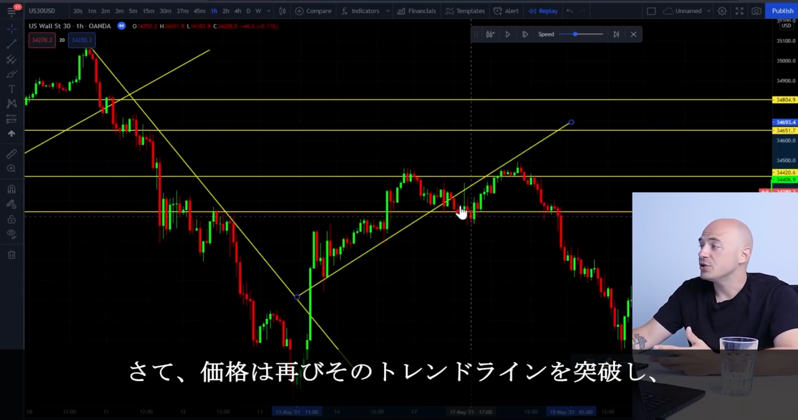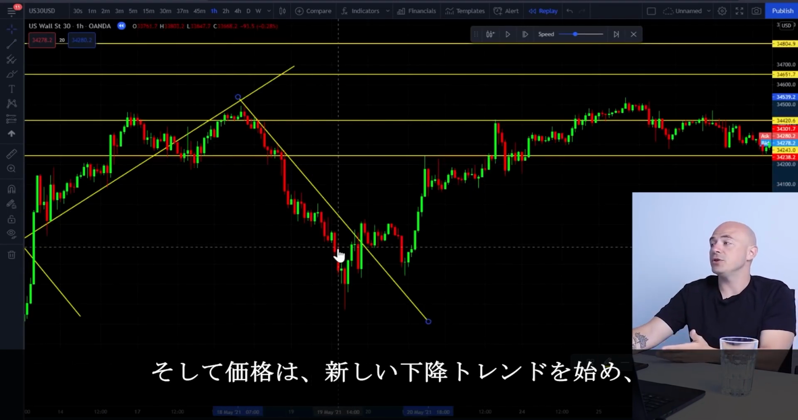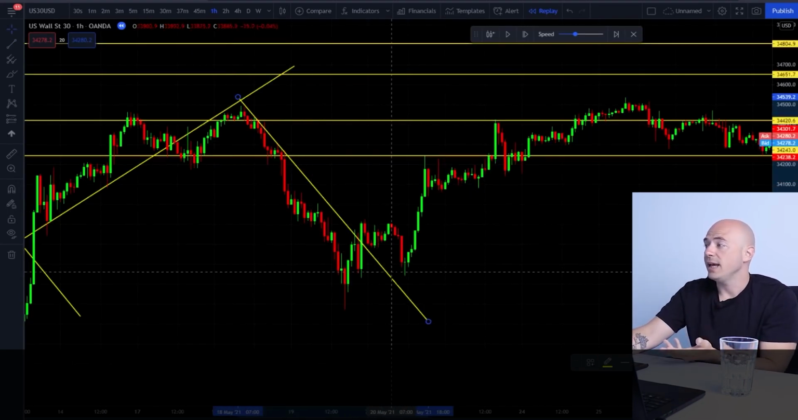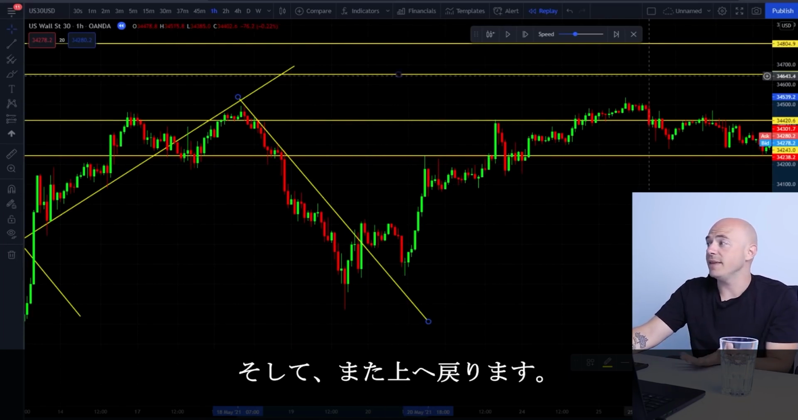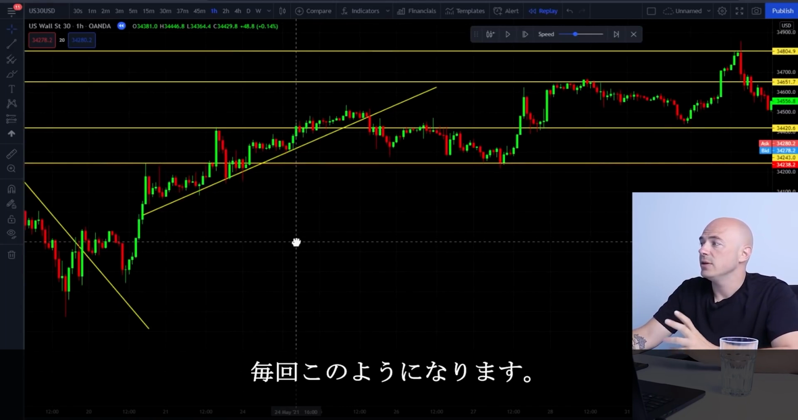Now we broke that trend line again, came up to retest it, then we started a new downtrend. Broke that trend, came down to get close to retest it, and then shot back up again. This works every single time.